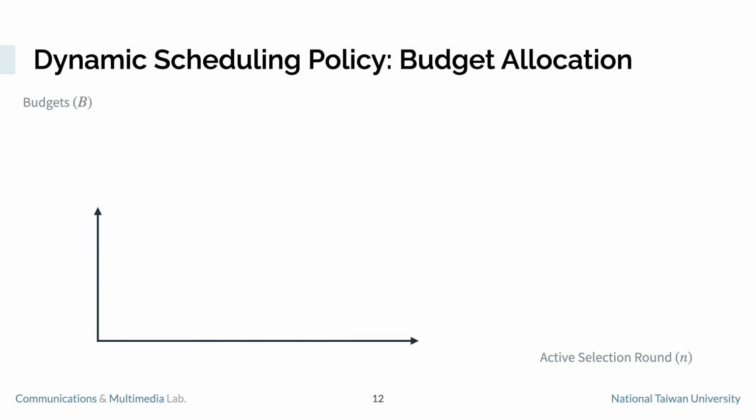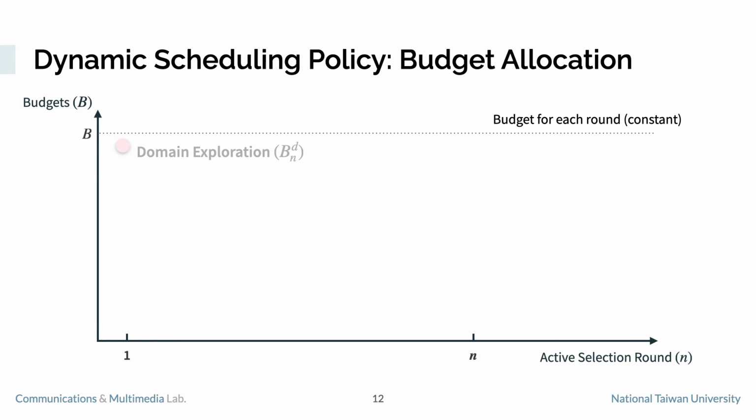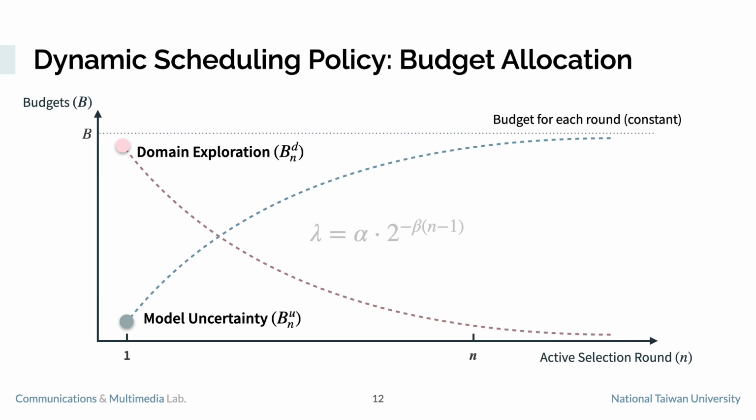We develop a simple budget allocation strategy to achieve the goal. Given a constant labeling budget, we allocate more budget for domain exploration while less for model uncertainty at the beginning. Then, we gradually schedule the two budgets with a half decay controlled by a hyperparameter lambda.